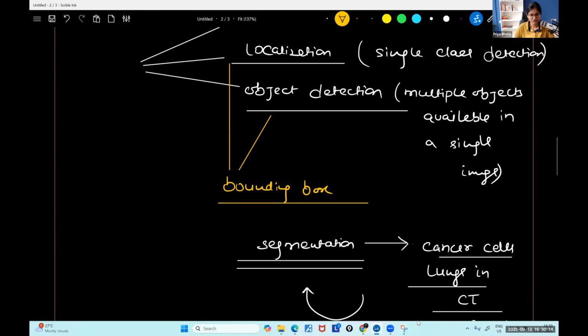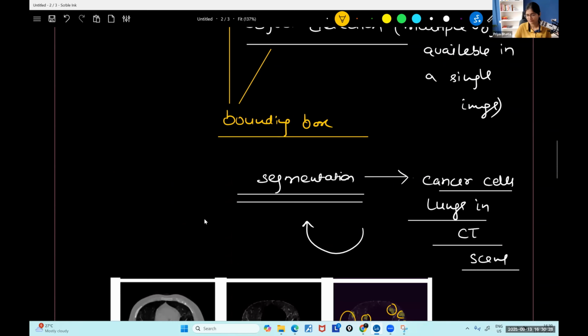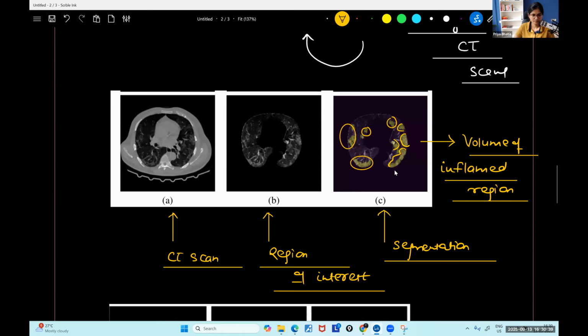So now we are done with a few terms in the field of deep learning, the problems that deep learning based models are dealing with: classification, localization, object detection, and segmentation. All good? Shall we now move ahead further? All good, right? Shall we move ahead?